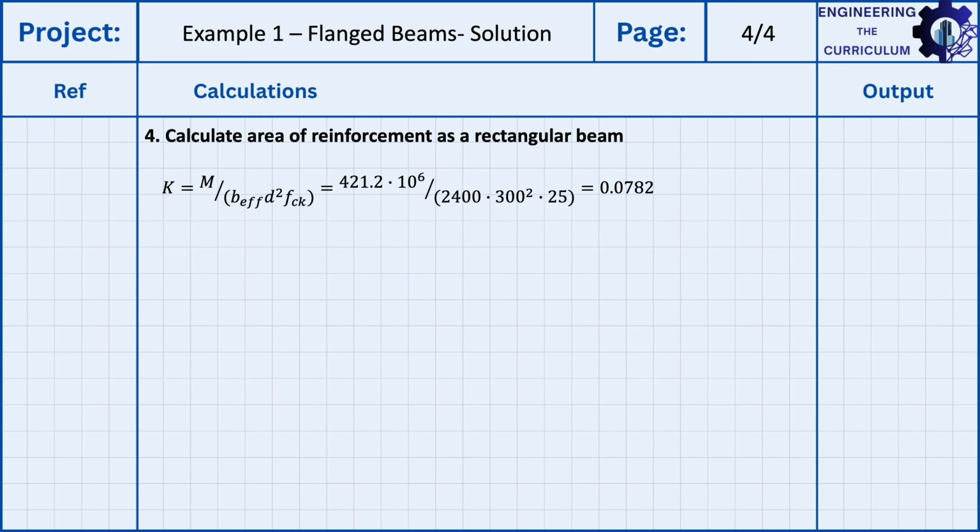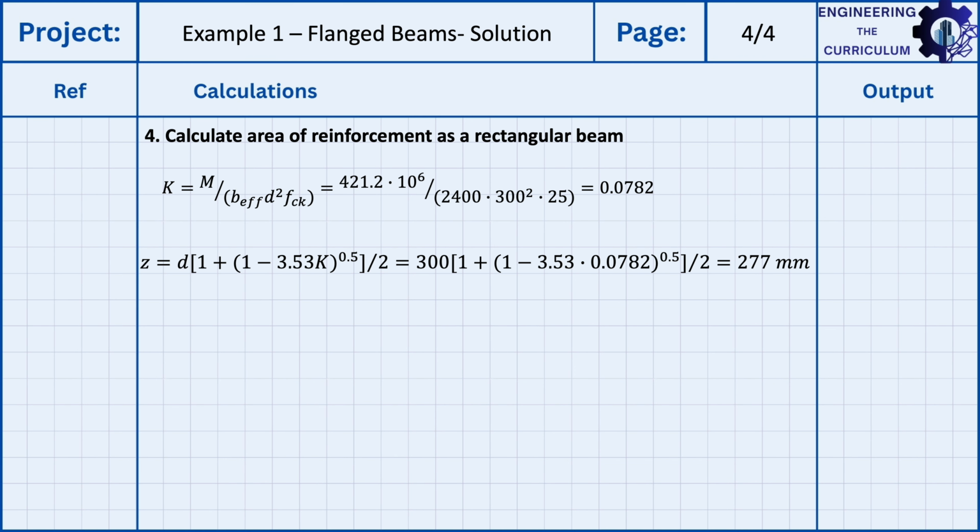So in our case, we've got a moment of 421.2, and we need to divide it by the effective width of the flange, which is 2,400, times D squared, which is 300 squared, and times FCK, which is 25. Once again, just to organise the units, because here I've now got kilonewton meters for the moment, and at the bottom I've got megapascals and millimeters, I need to multiply by 10 to the power of 6. And if I do that, I find out that K is 0.0782.